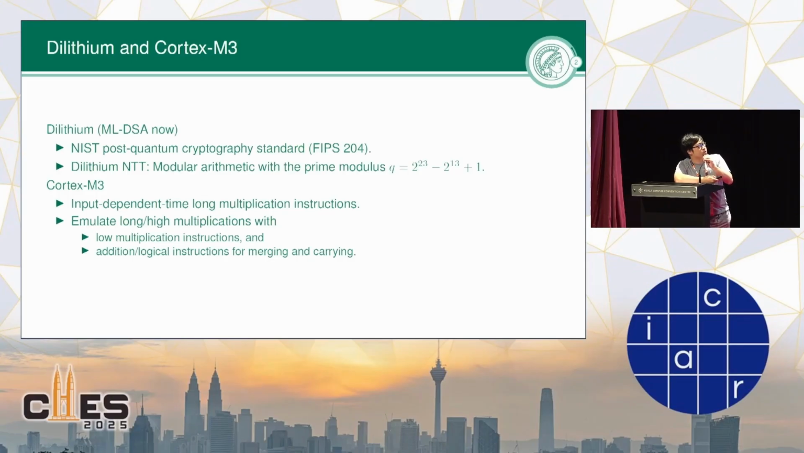The Cortex-M3 is a microcontroller with input-dependent long multiplication instructions. Since the long multiplication instructions are variable time, we cannot use them to compute on secret data. Therefore, a typical approach is to compute the long product with software emulation through low multiplications and accumulate the partial products with additions and logical operations for positioning the bits.